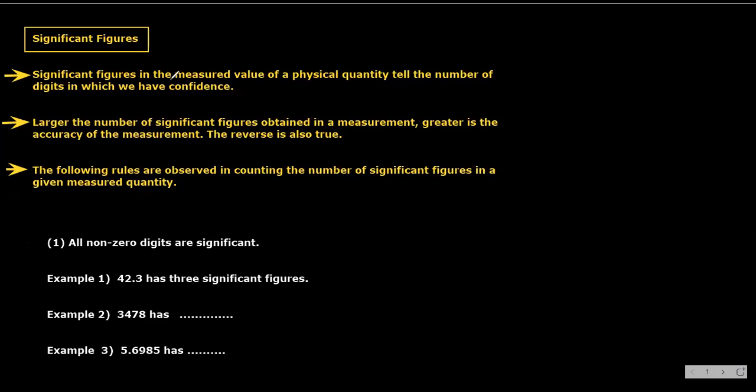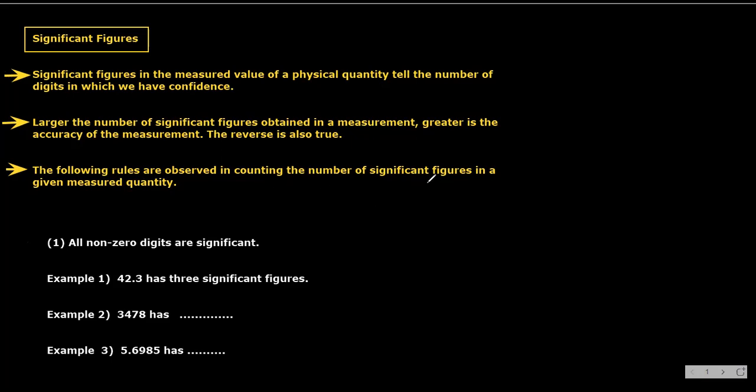Significant figures in the measured value of a physical quantity tell the number of digits in which we have confidence. Okay, so the number of digits in which we have confidence, that is what significant figures are. So the larger the number of significant figures obtained in a measurement, the greater is the accuracy. Even the reverse is also possible. That is why this topic is a little bit confusing. Okay. So let's see rule wise. Once you learn the rules, it is very easy.